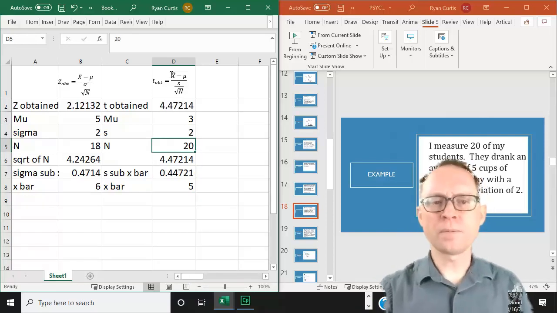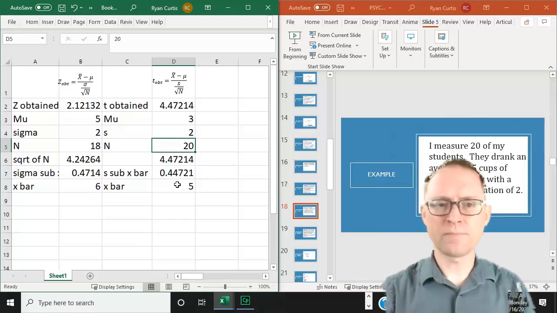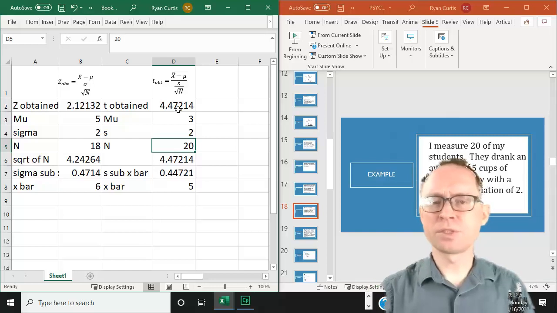So what you see here is we have x bar, that is 5. That is the average cups of coffee for my sample, right? That's 5. Minus the average for the population, which is 3. So mu, right there, that's 3. Divided by the standard deviation of the sample. So the standard deviation of the sample is 2. Divided by the square root of n.